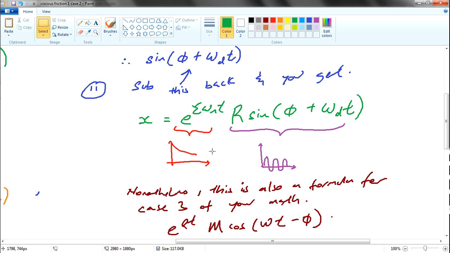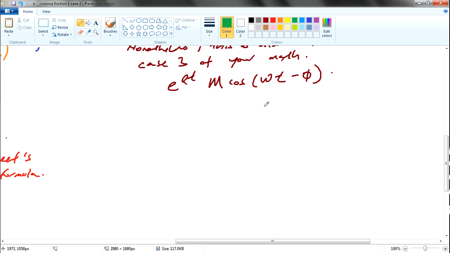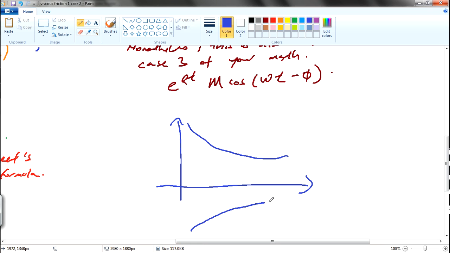So when you multiply an exponential decay with a sine graph, I think you know what I mean. So you have an exponential graph and an oscillation, and eventually it will oscillate and die down and decay. So this is what it means.